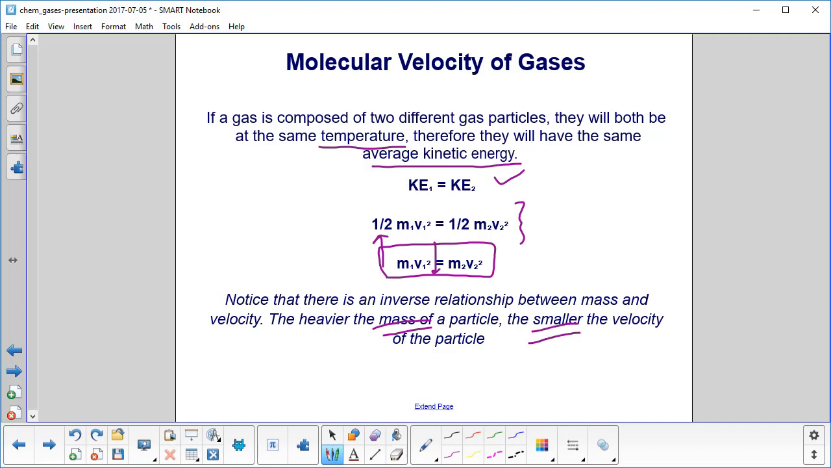Kind of makes sense. If you're applying the same force to a heavy object compared to a light object, it's a lot easier to get the light object moving faster. So that's an inverse relationship, just like Boyle's law. It's cool how the math kind of works the same for very different concepts.